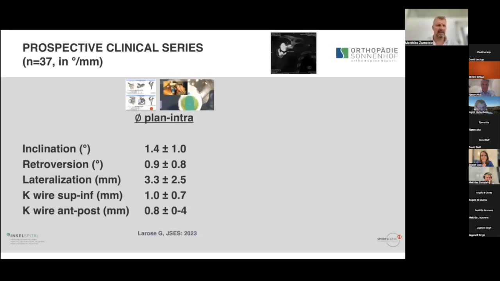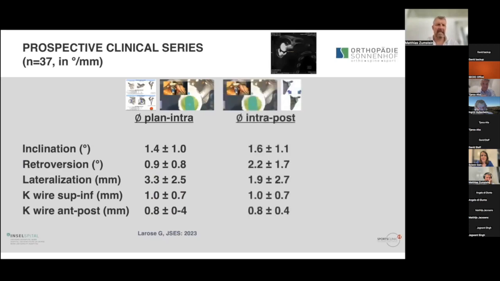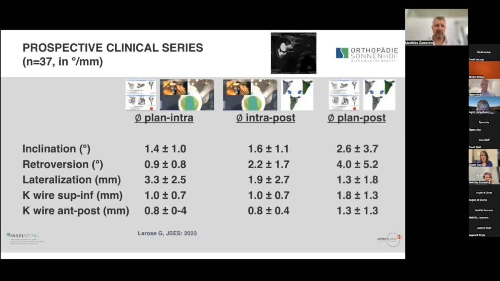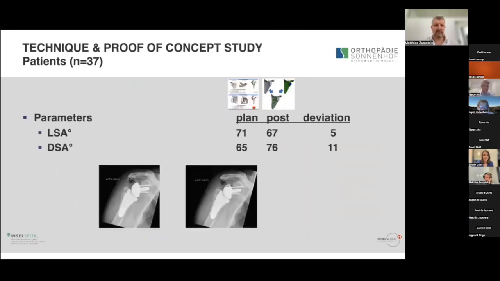Conversely, lateralization was a little bit higher compared to our planning. But what is important, if we decided intraoperatively we want to do it like this, is how the postoperative CT scan shows us how precise we really were. The biggest deviation was 2.2 degrees of retroversion. All the other parameters, either key wire positioning or lateralization, were below 2 millimeters or 2 degrees. So intra- to postoperatively, which I think is the most important message, is really precise.